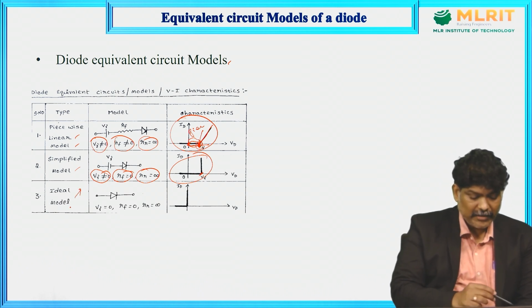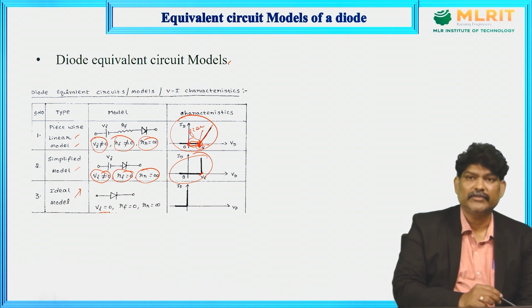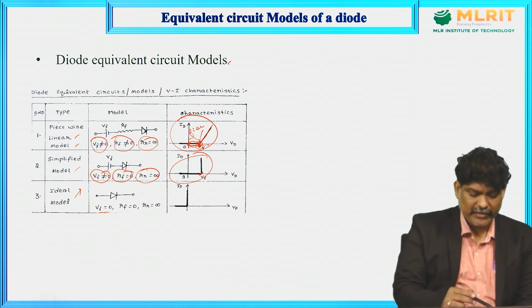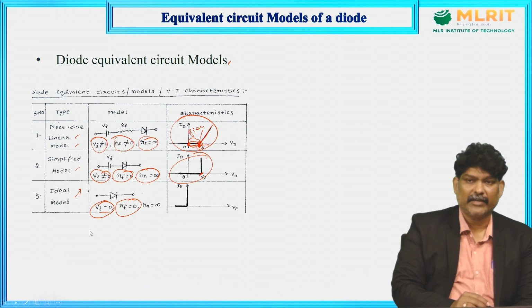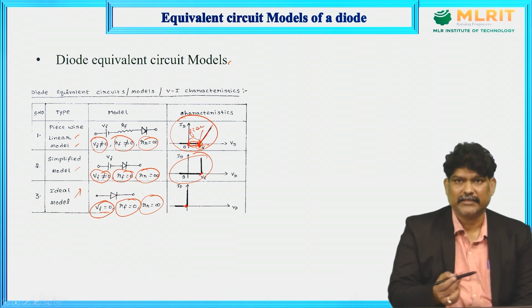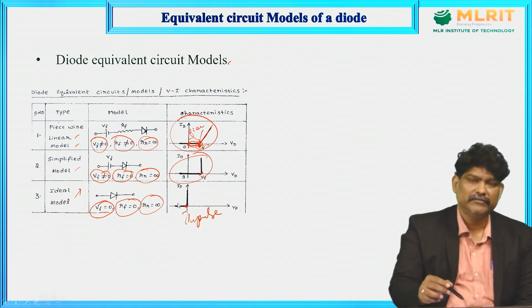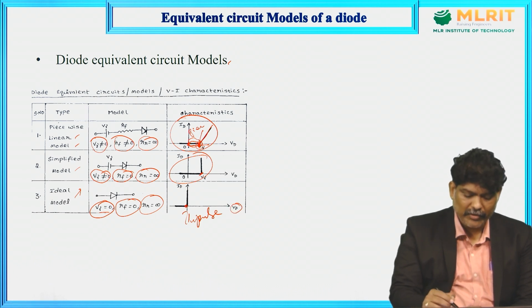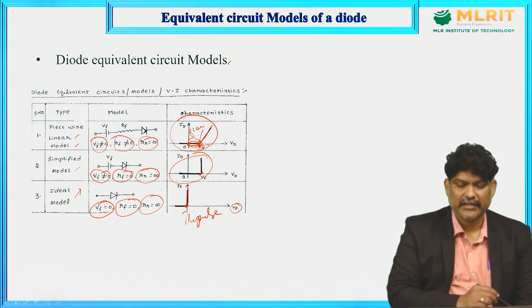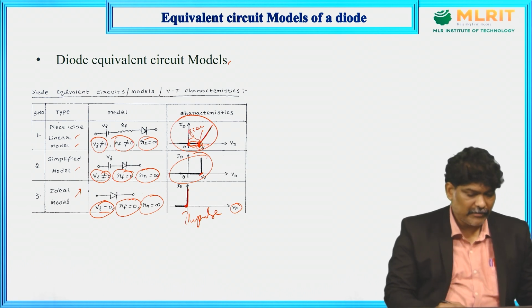If you consider the third model, that is the ideal model, here we consider there is no cut-in voltage. We don't consider the cut-in voltage of the semiconducting diode. RF, the forward resistance, is equal to 0, and RR is equal to infinity. In such a case, the characteristic looks like a pulse, an impulse response. So that means at t equal to 0, even though we are not applying any input voltage, the current rises rapidly. Okay, so these are the diode equivalent circuit models.